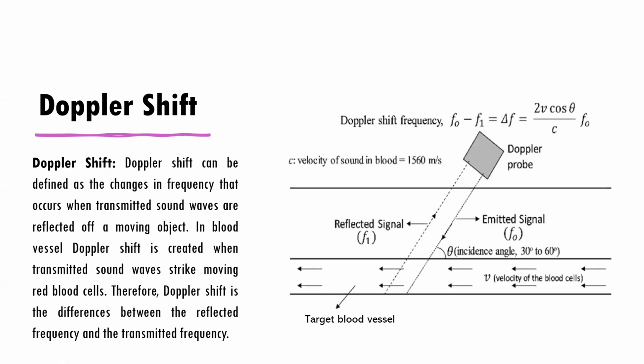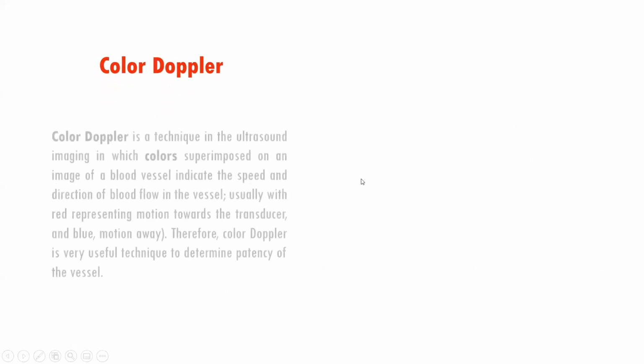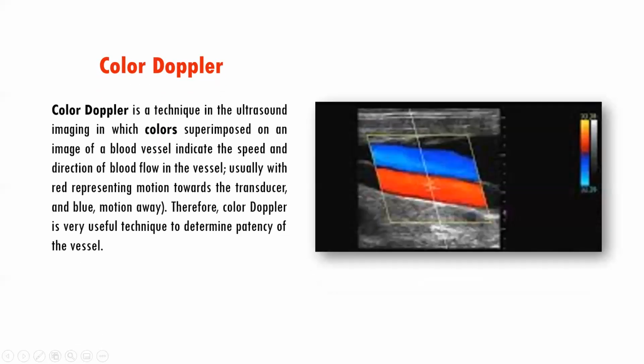If this Doppler shift is in the audible range, up to 20 kilohertz, then we will hear sound. In ultrasound, the sound we hear is produced by Doppler, and that is due to the Doppler shift. So now we are talking about color Doppler.